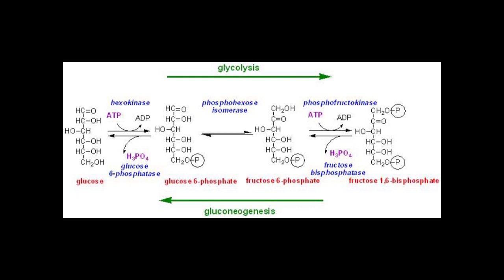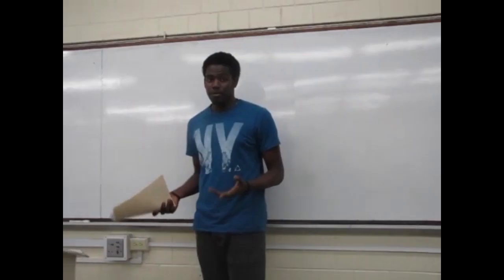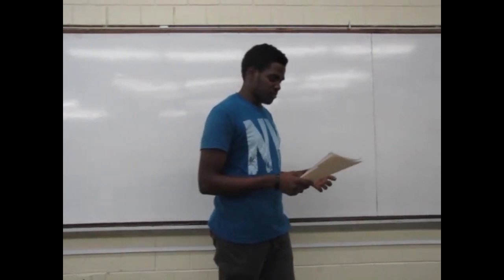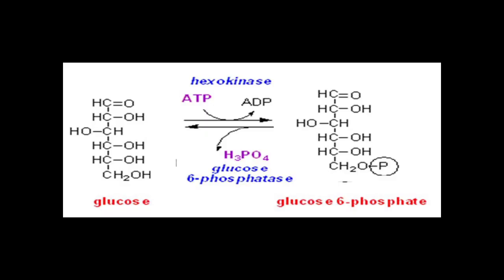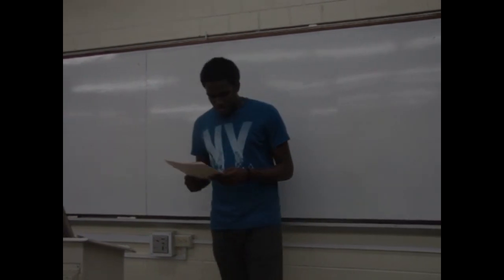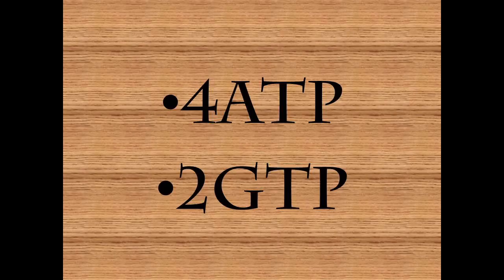The second bypass reaction is the conversion of fructose 1,6-bisphosphate to fructose 6-phosphate by the enzyme fructose 1,6-bisphosphatase. This is the regulatory enzyme for this pathway. The second bypass reaction is also a hydrolysis reaction where an inorganic phosphate is formed. The third bypass reaction is the hydrolysis of glucose 6-phosphate to glucose and an inorganic phosphate by the enzyme glucose 6-phosphatase. This overall reaction utilizes 4 ATP and 2 GTP.